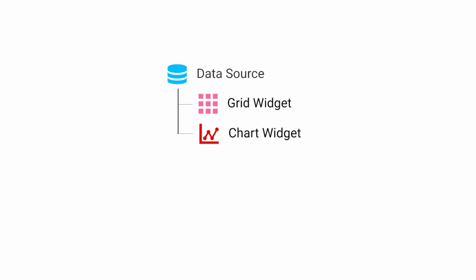The lowest level, of course, is the data source. You have to start with that. Each application must have at least one data source. And to those data sources, you will attach widgets. In this example, we have a grid widget attached to a data source. We could also attach a chart widget to the same exact data source. So one data source can feed multiple widgets.